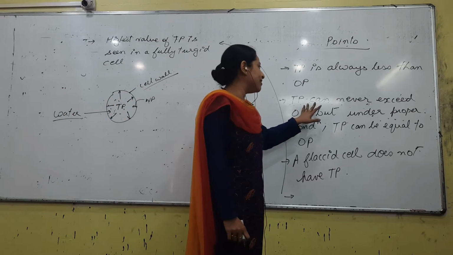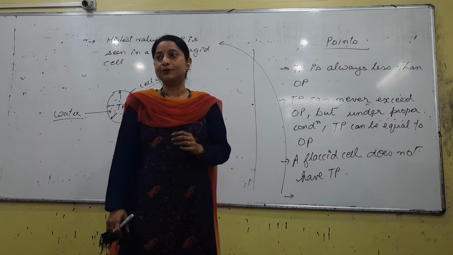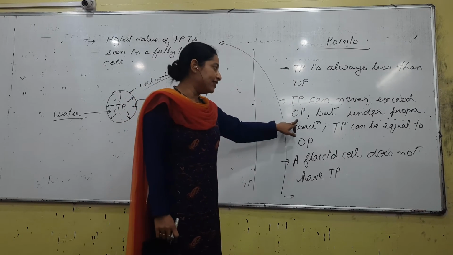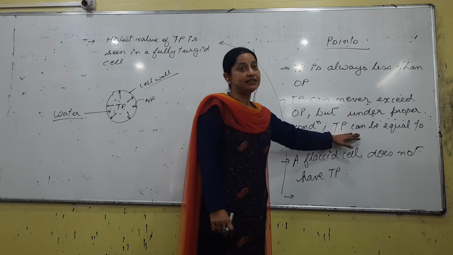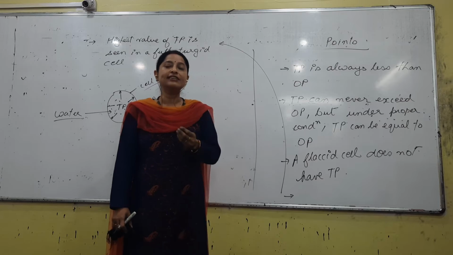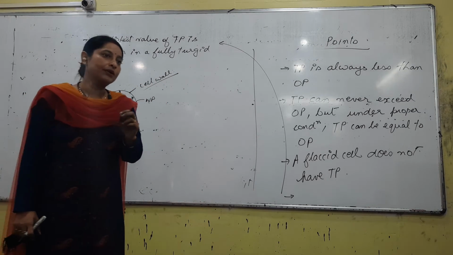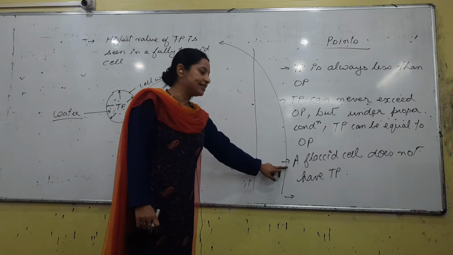Now, TP can never exceed OP. If the water pressure is too much, the cell will burst. So, TP can never exceed OP, but under certain circumstances it can become equal. If it becomes equal, the shape would be maintained properly. Next is a flaccid cell does not have a TP.